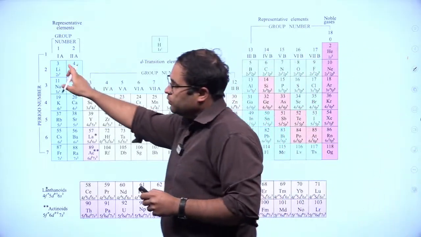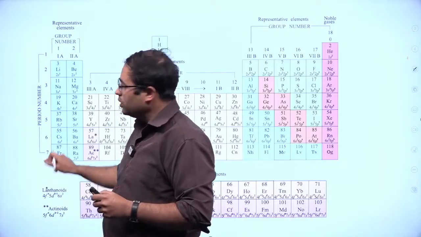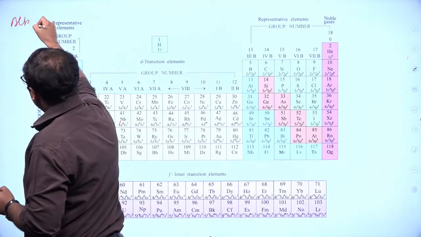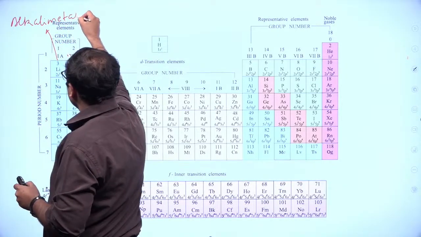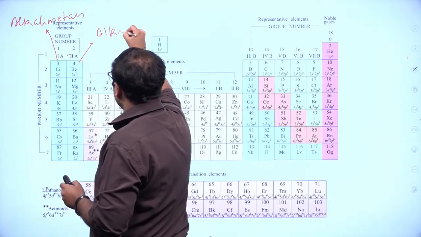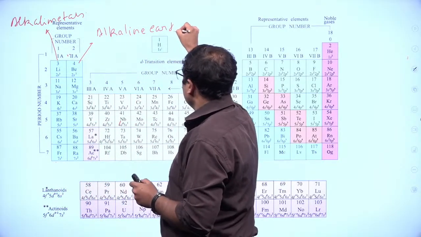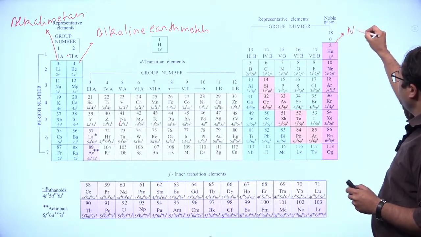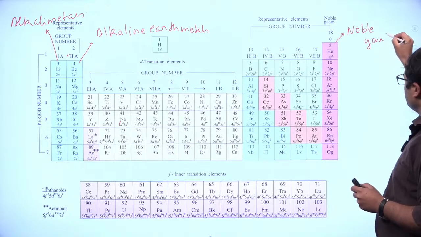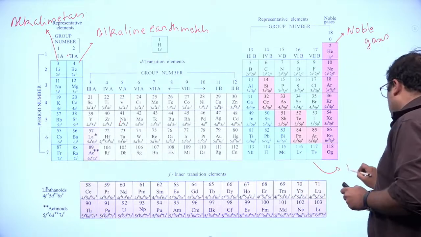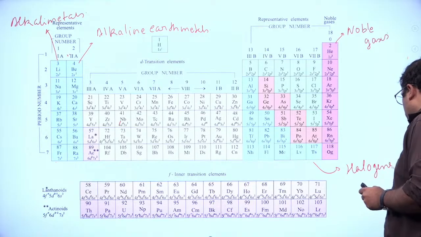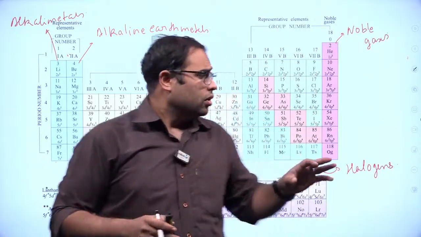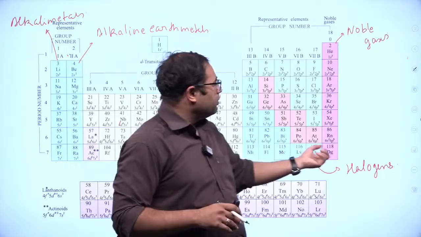So this first S block element group, this first group is called alkali metals. The second group is called alkaline earth metals. This last group is called noble gases. This 17th group is called halogens. And D block elements you already know. So these are some common names they have given to it.